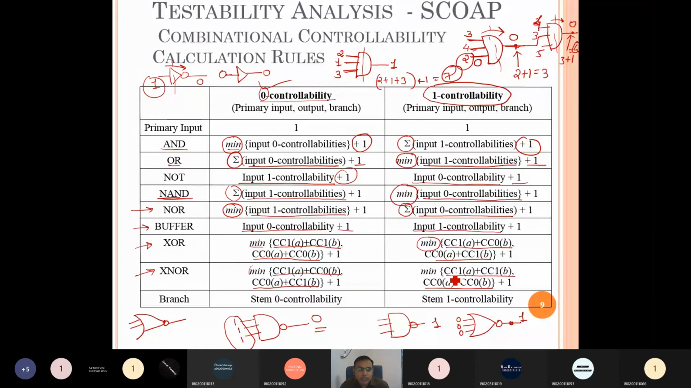And for the branch, it is stem zero controllability and stem one controllability. Branch means any fan-out branch. Suppose from this stem we are giving input to three different logic gates. So whatever the controllability is at the stem, the same controllability goes to all of them. It is the same, zero and one. Whatever the one controllability is, the same one controllability goes to all the branches, and whatever the zero controllability is, that is zero controllability to all the branches. So these are the rules for calculation of combinational controllability of different logic gates.